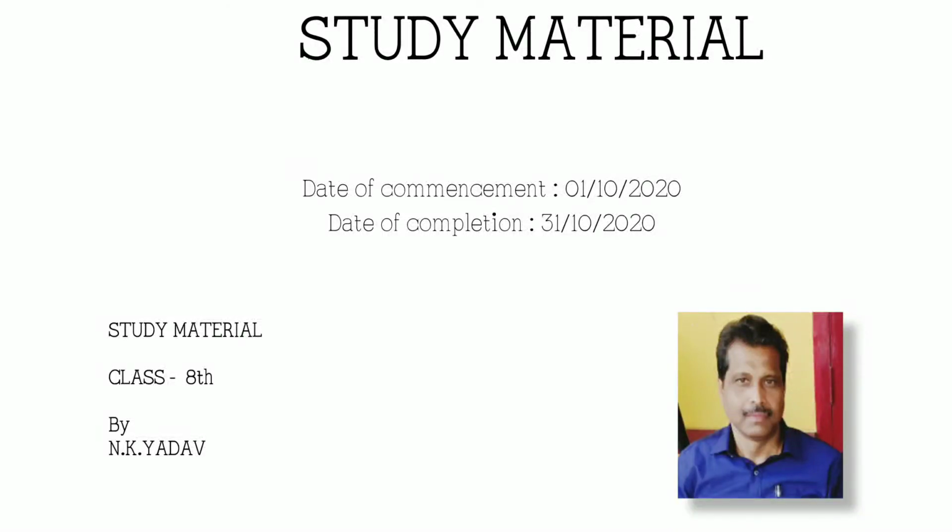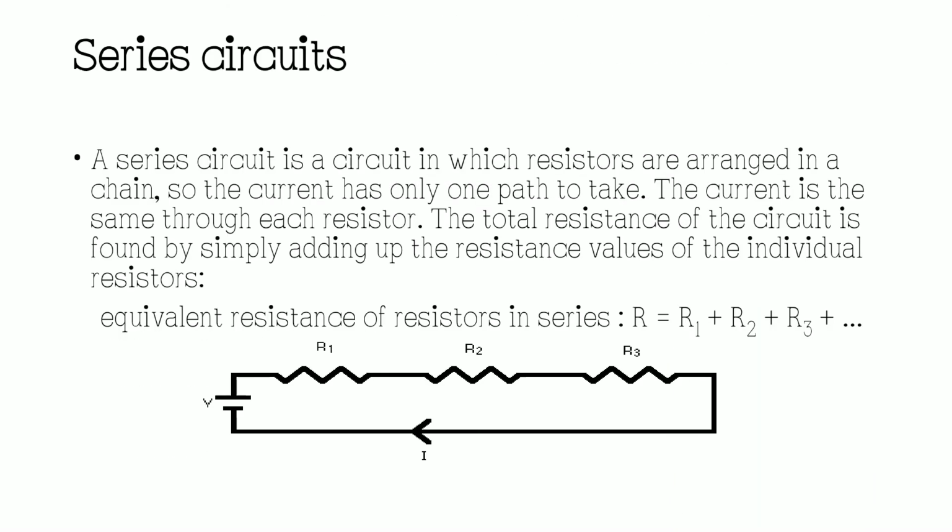Hello students. So today we are going to read about series circuit. A series circuit is a circuit in which resistors are arranged in a chain. So the current has only one path to take. The current is the same through each resistor.